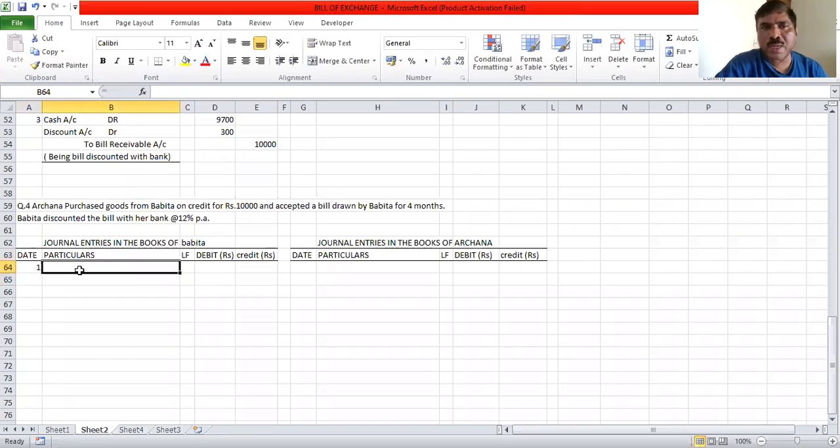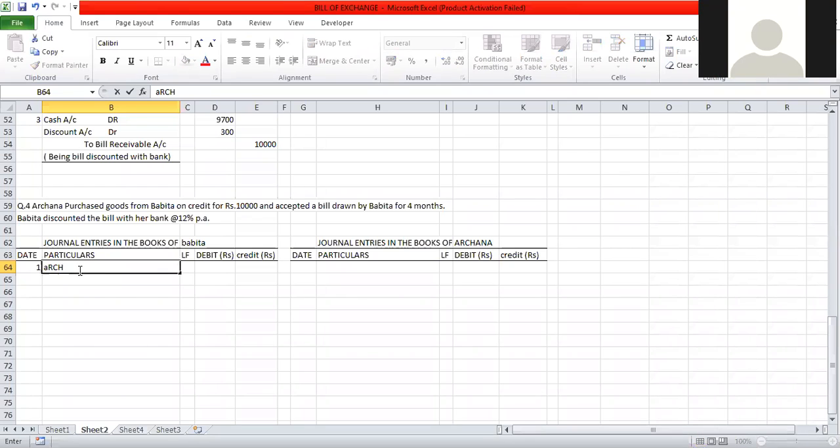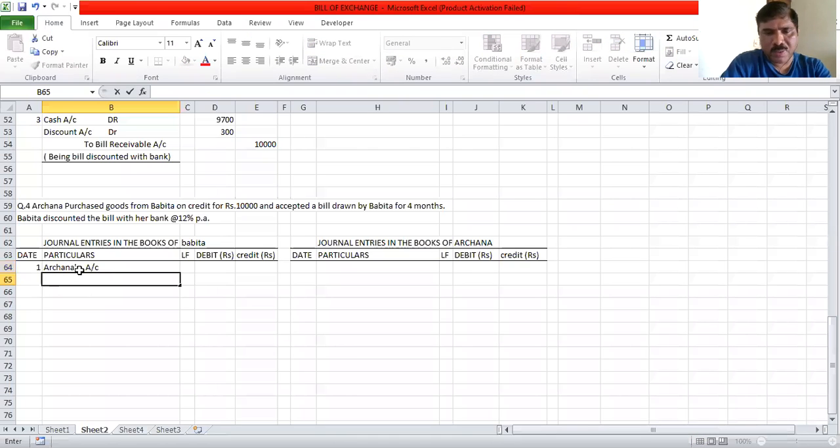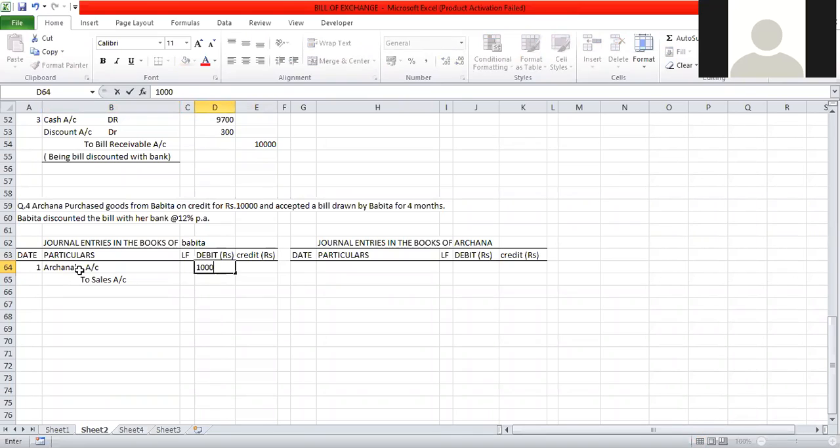When goods are sold to Archana, what entry should Babita pass? Archana's account debit to sales account. That is the format entry: drawee account debit to sales account. Here, who is the drawee? Archana. That means Archana's account debit to sales account. Correct. So what is the amount of the bill? 10,000.